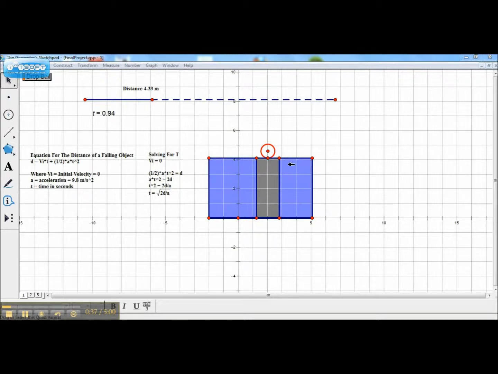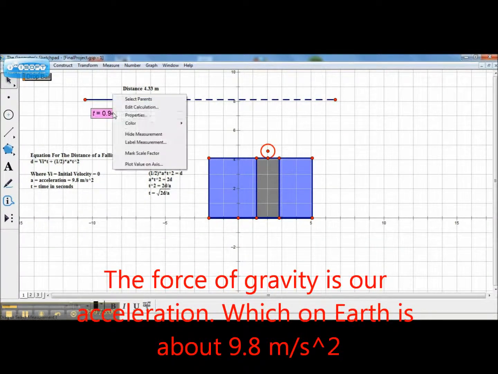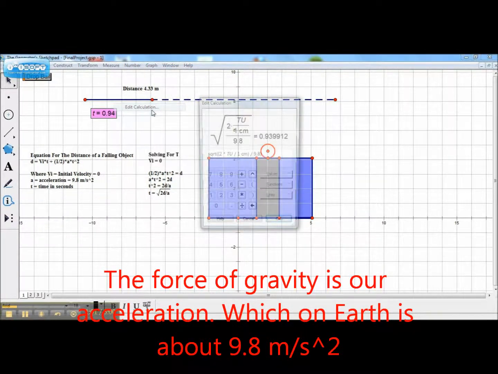But in our case, we are just dropping the ball. And as you can see, when we just drop the ball, the initial velocity is in fact 0. So that gets rid of that part of the equation. Then we solve algebraically. We multiply each side by 2, divide by acceleration, and then take the square root of that, and that will give us our time. That's what I plugged in here.